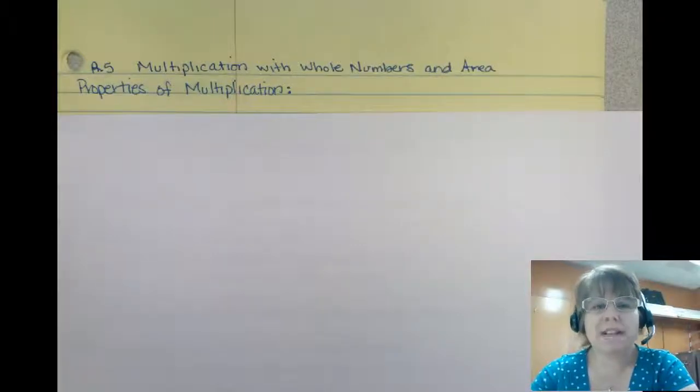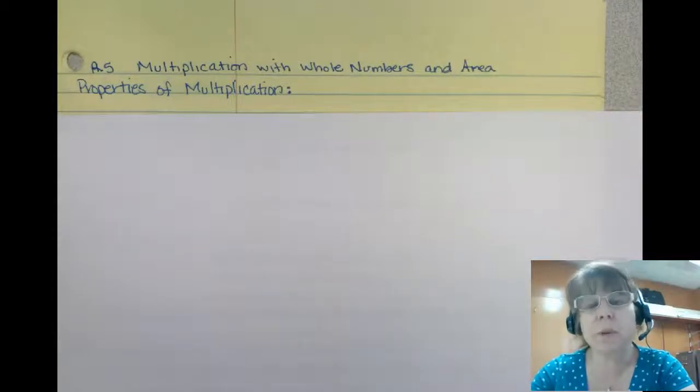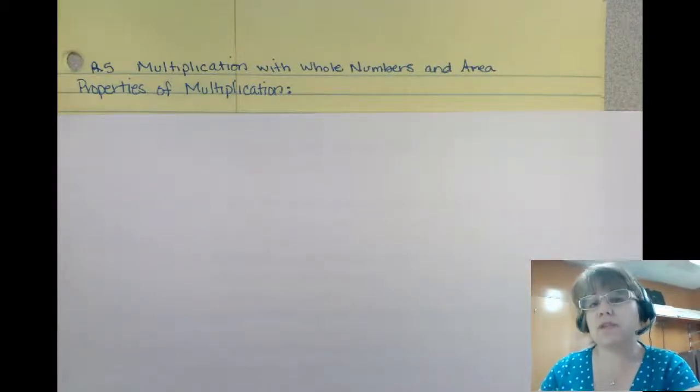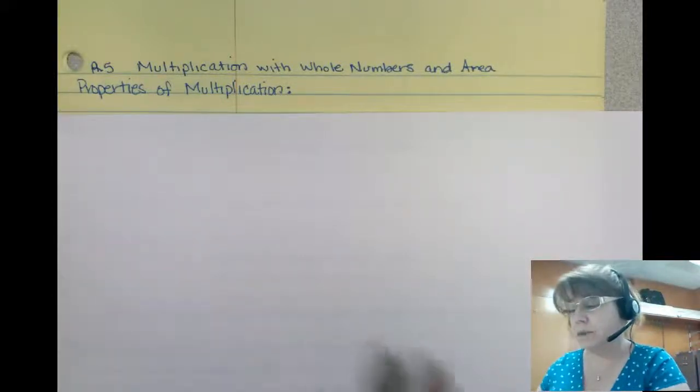Let's continue our lecture of chapter R5 of our textbook, part 4, multiplication with whole numbers and areas. Now we're almost done with this chapter. So, properties of multiplication. There are certain things that we can do with multiplication and they always hold true. That's what a property is.